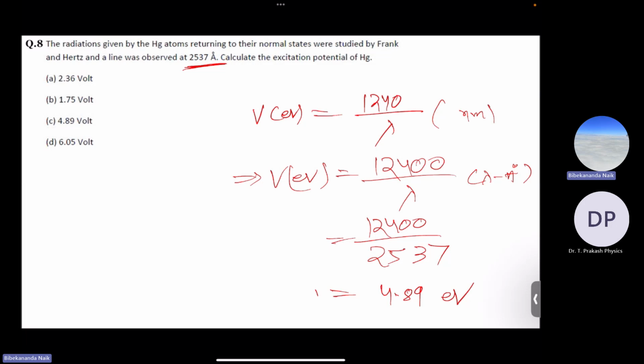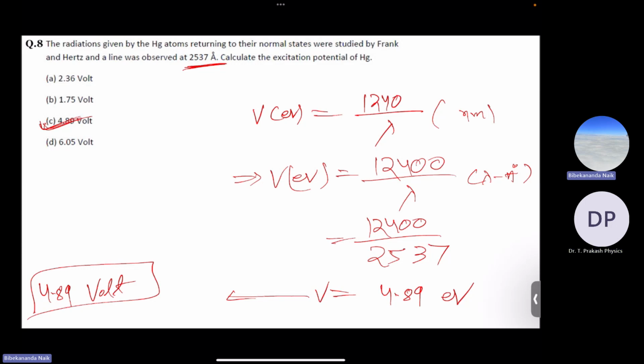So this is the excitation potential energy. So the excitation potential in volt will be 4.89 volt. Energy is in electron volt, but potential is in volt only. So the correct option is option C, 4.89 volt. Is this clear to you?